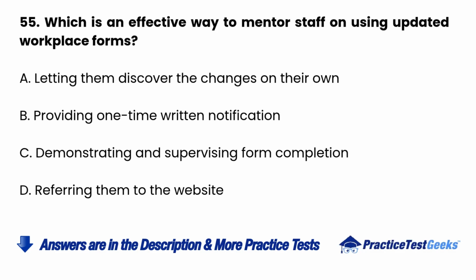55. Which is an effective way to mentor staff on using updated workplace forms? A. Letting them discover the changes on their own. B. Providing one-time written notification. C. Demonstrating and supervising form completion. D. Referring them to the website.